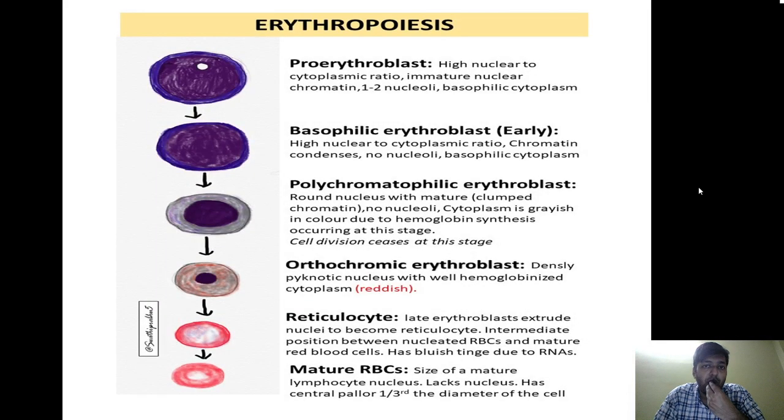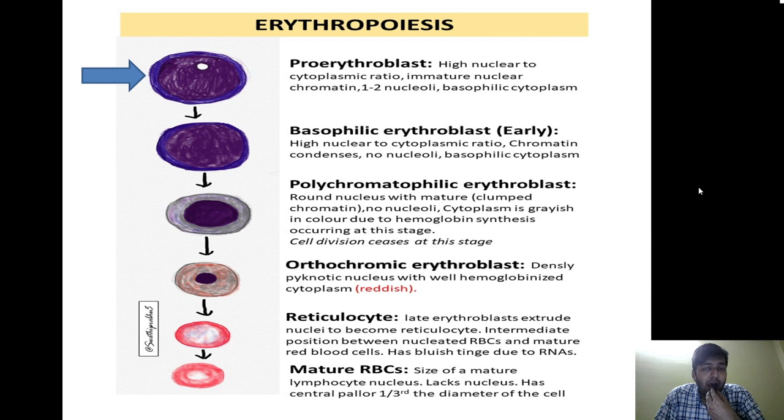So here we are going to take a look. The first cell of the series is the proerythroblast, which is the largest cell. Now remember, for any series, the initial most cell is called a blast, and any blast has basic features. They are going to have a high NC ratio, nucleocytoplasmic ratio. They will have prominent nucleoli. They will have open chromatin, and here the cytoplasm is basophilic.